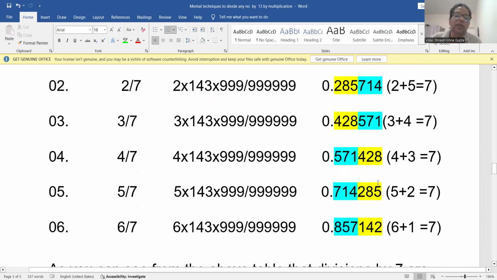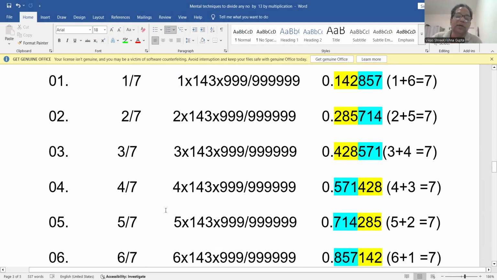Now again the same beauty. For finding the numbers of 4 by 7, either I can multiply 4 by 143, or what you can do is ask, what two numbers make a total of 7? 4 plus 3 is 7. So I just reverse the numbers of 428571. Just like in 13, what I did for finding the value of 7 by 13, I reversed the number of 6 by 13. Here again, I reverse the number of 3 by 7 because 3 plus 4 is 7. So I write 571428.